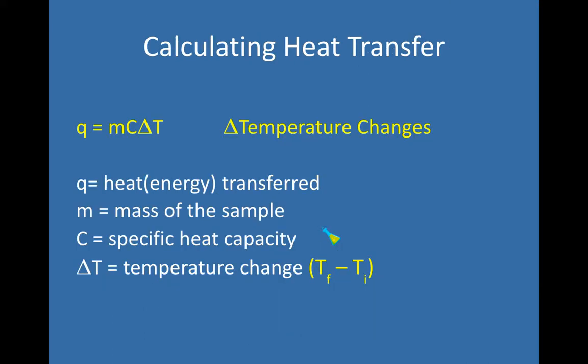Okay. Here are some formulas that we're going to learn how to use. Q equals mCΔT. The delta sign is often mistaken for an A, but it's a delta. Delta T is final temperature minus initial.